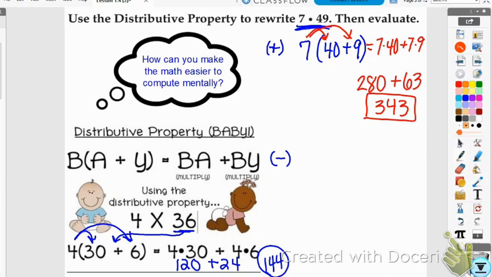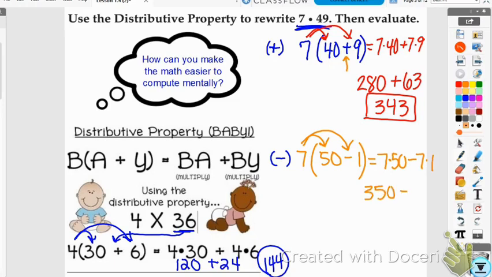So instead of using addition in the middle, you can rewrite 49 using subtraction. 49 is very close to 50, so I'm going to write this as 50 minus 1. That's the same as saying 49. So 7 times 50 minus 7 times 1. 7 times 50 is 350. 7 times 1 is 7. If I take 7 away from 350, I also get 343.